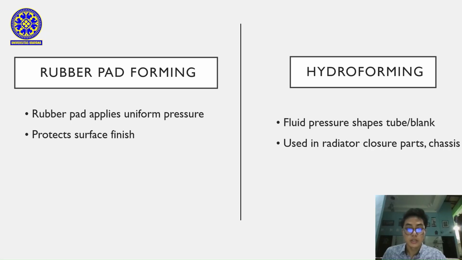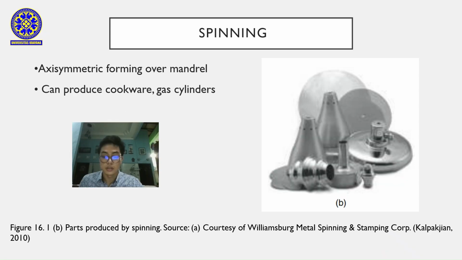Hydroforming shapes sheets or tubes using controlled fluid pressure. It produces seamless, structurally optimized components such as automotive frames and radiator enclosures. Hydroforming offers reduced weld requirements and improves structural stiffness. Spinning forms axisymmetric sheets by pressing them against a rotating mandrel. The process is economical for symmetrical components in moderate production quantities and yields smooth surfaces and continuous fiber flow alignment.